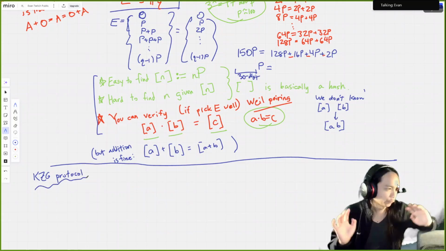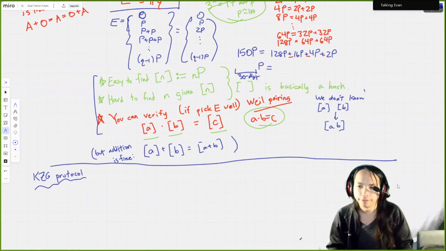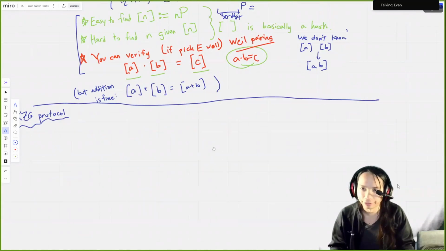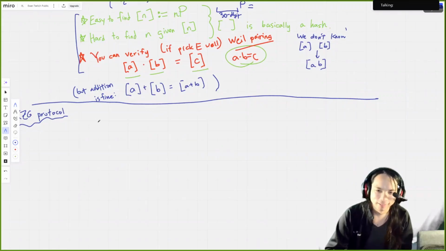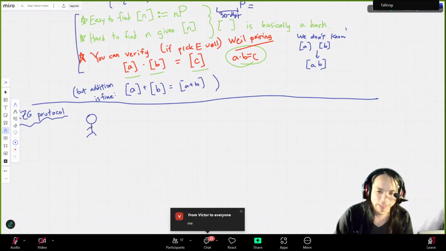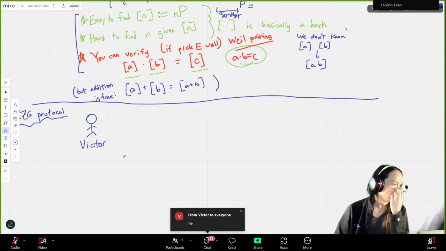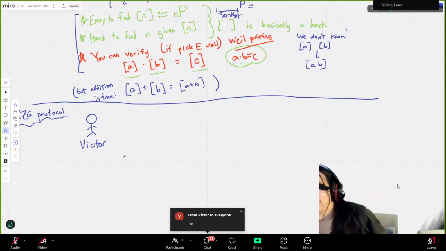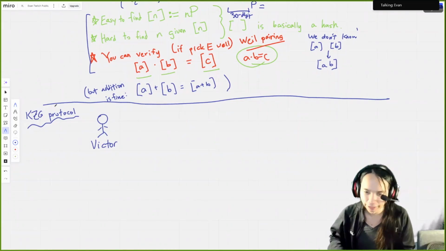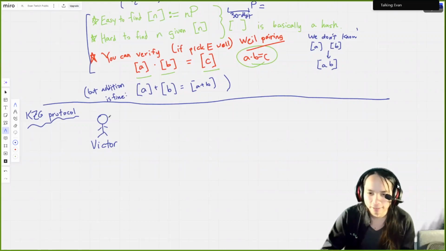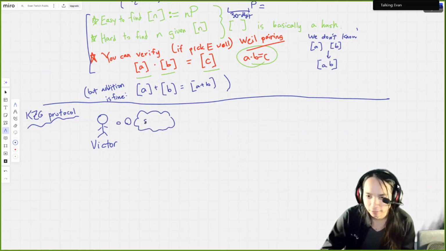Okay, so in order for this protocol to work, we need to start with one person that we can really trust. So I need a name, okay, Victor. Victor gets to be the trusted person. Victor is going to set up this protocol for us, and the way he's going to do it is he's going to pick a secret number S. So Victor has this number S in the integers mod q that nobody else knows.